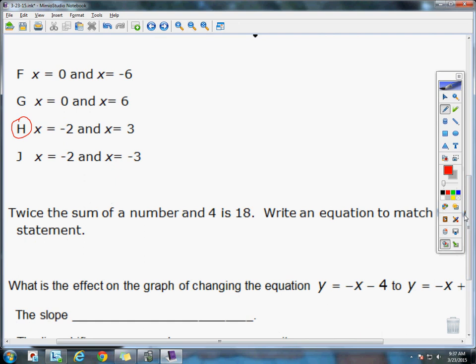Okay, number 13 says twice the sum of a number and 4 is 18. Write an equation to match the verbal statement. So you have twice the sum. Anytime you're multiplying by the sum, you have to have parentheses. Of a number, you can use n or you can use x. And means you're adding. You have the number 4. Is means equals, and then you have 18. And that's it. You're not having to solve that one or anything. Just write it out.